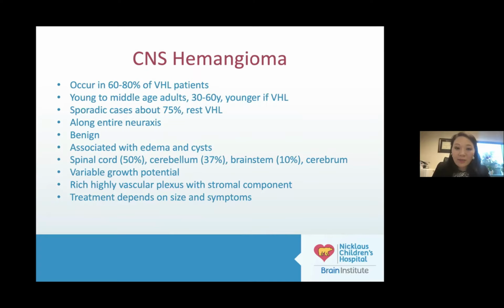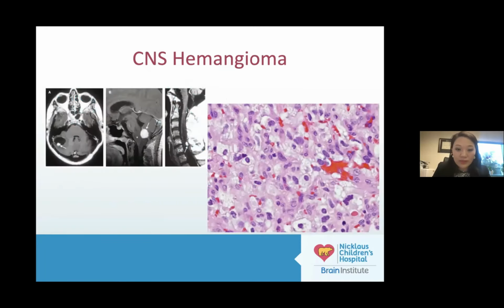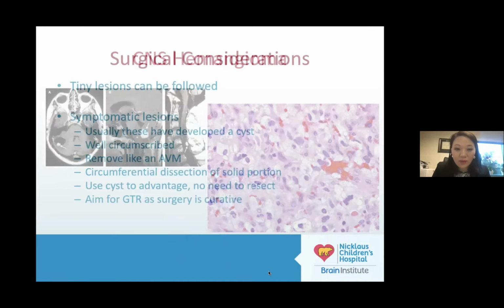Sporadic cases account for about 70% of CNS hemangioblastomas, and the rest are VHL. They can occur along the entire neural axis and are benign and associated with edema and cysts. 50% of CNS hemangioblastomas are in the spinal cord, 37% in the cerebellum, and 10% in the brainstem. They have various growth potential and are highly vascular, with a great stromal component. This is an example of a CNS hemangioblastoma, as you can see in the posterior fossa and the cerebellum, in addition to the spinal cord.